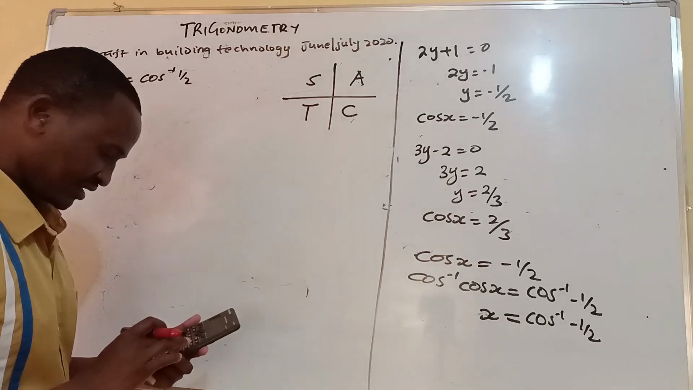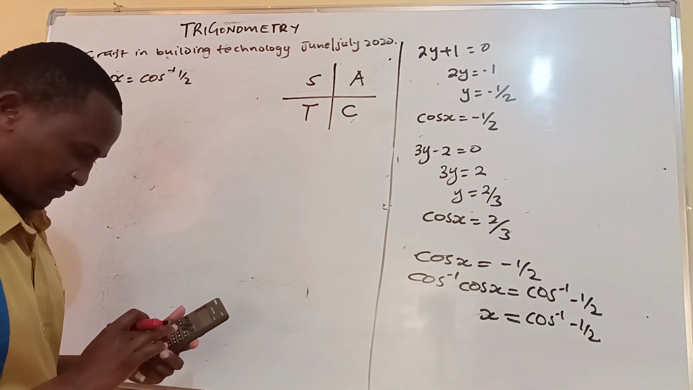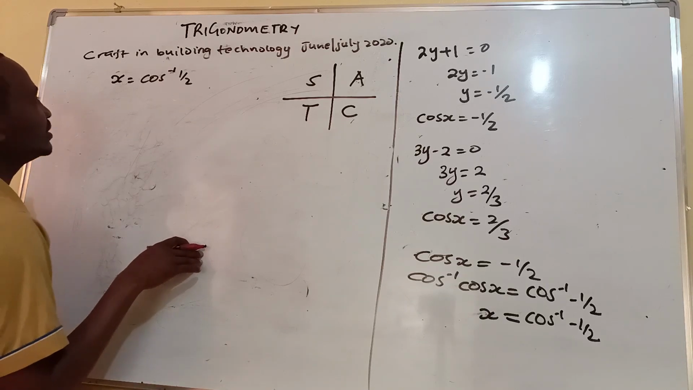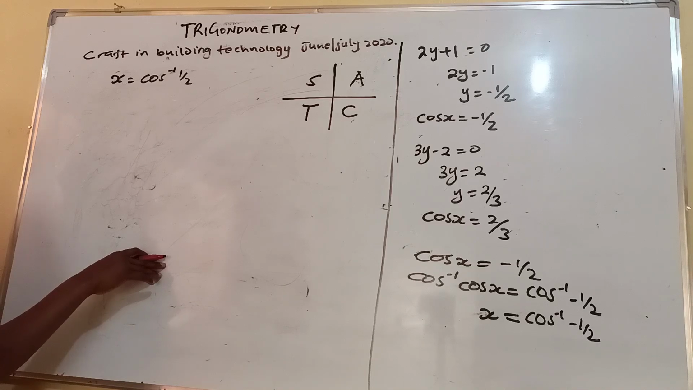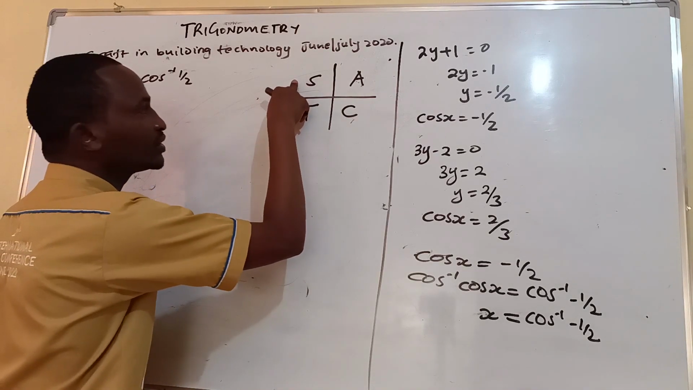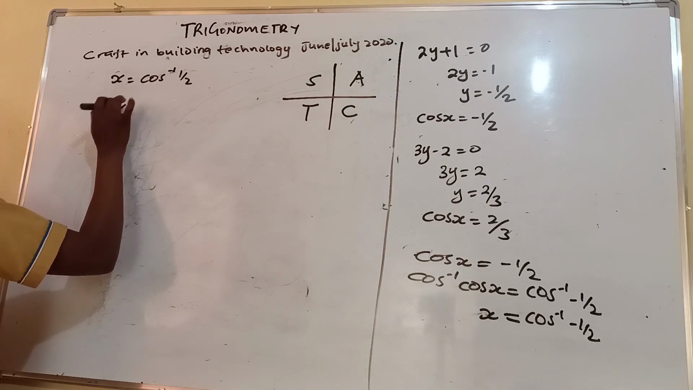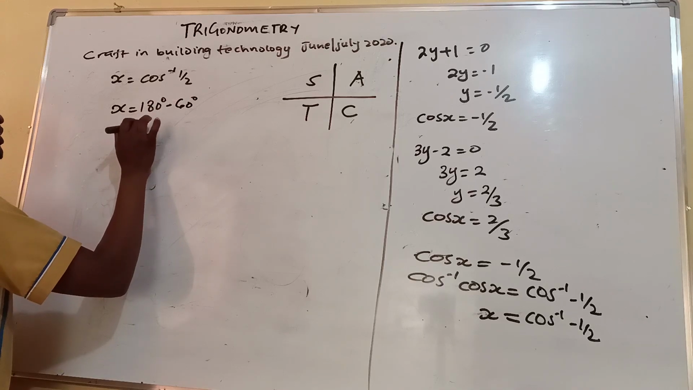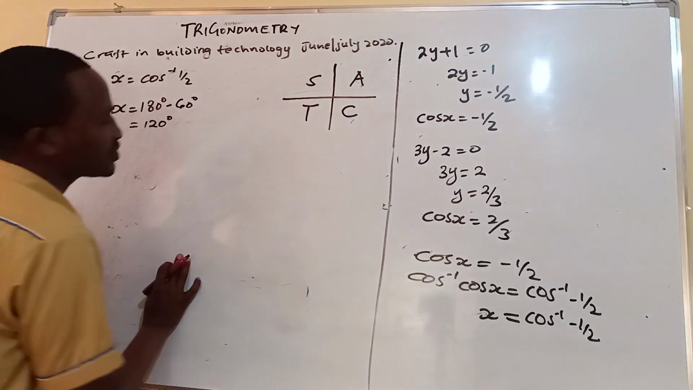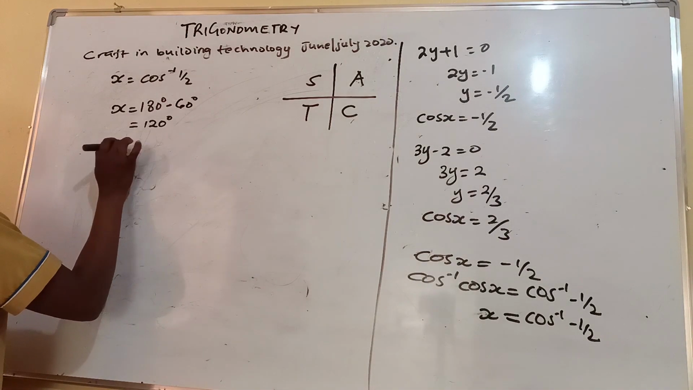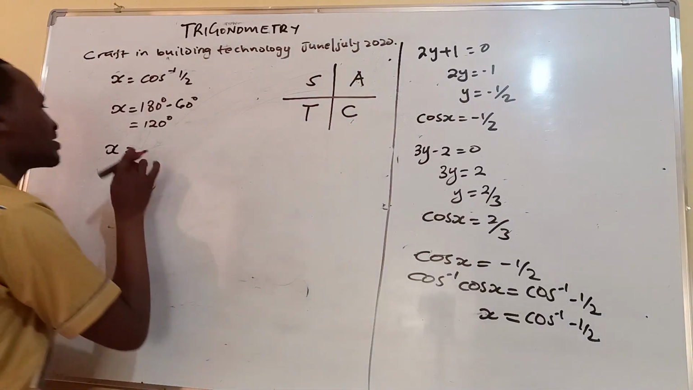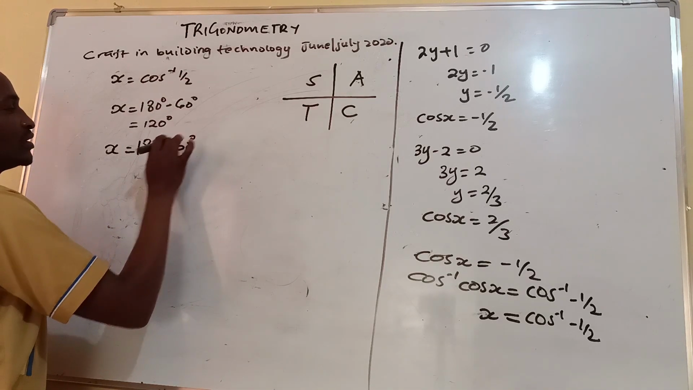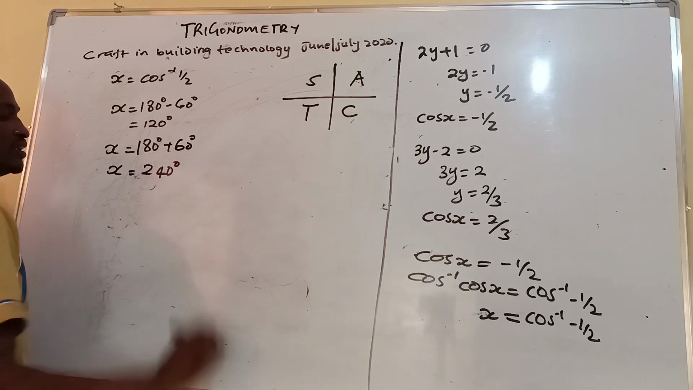If now using your calculator, you get cos inverse of 0.5, this will be 60 degrees. Your tentative angle is 60 degrees, but the actual angle is in second quadrant. And how do you get angles in second quadrant? You say your x is equal to 180 degrees minus the angle you got here, which is 60 degrees, which is 120 degrees. Also, the other angle, because you are told to solve inclusive, angles in this quadrant are given as 180 degrees plus that angle that you got after getting cos inverse a half, which is 60 degrees. So the other angle will be 240 degrees.